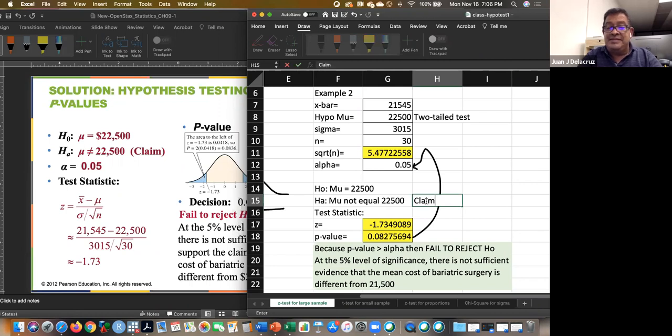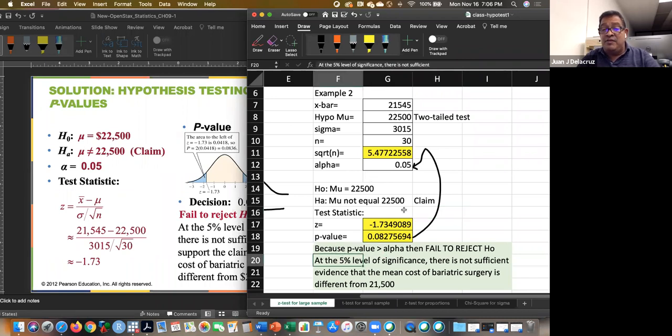Sorry, the claim is the alternative hypothesis. Because we are failing to reject, we don't have enough evidence to support the claim. In this case, we are not disqualifying this, so I cannot say that this is true. Because I'm not sure, I just know that I don't have enough evidence.